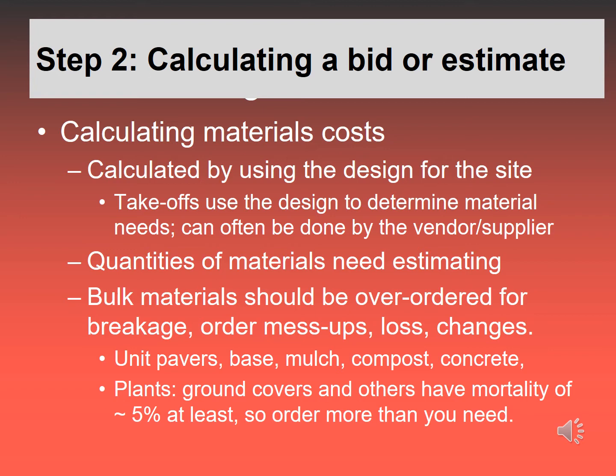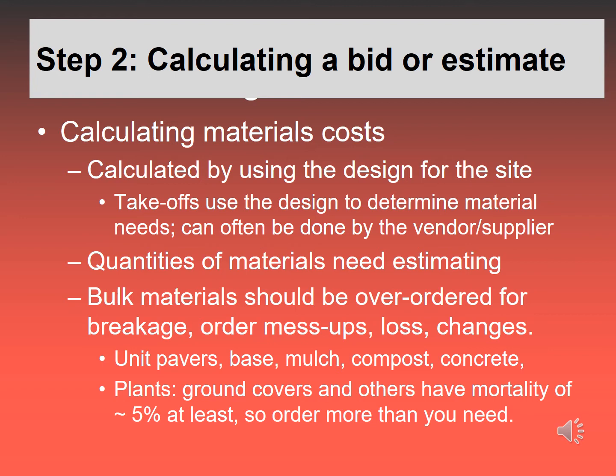The quantities of materials. Bulk materials should always be over-ordered, again for contingency and because they vary with application to the site. If you're ordering base material for under a pathway or a patio, like road base or gravel, you don't want to end up with not enough and have to get another truckload delivered, which is about $75 per truckload. Order a little bit more than needed just in case.